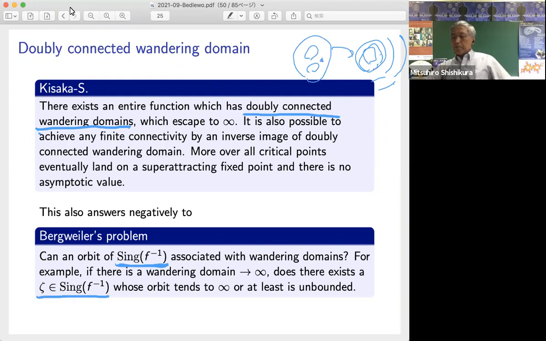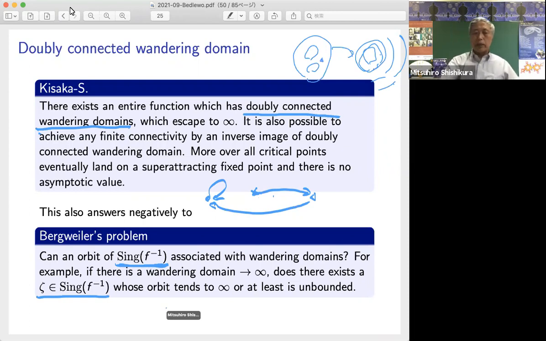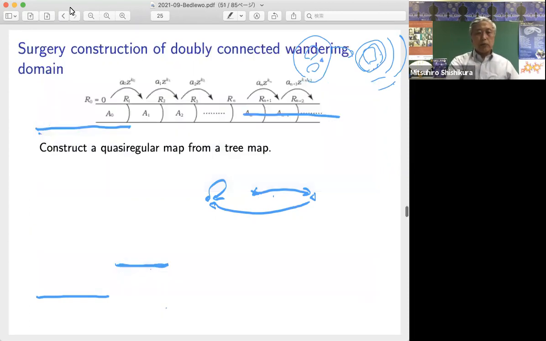And in the example we constructed, in fact, you don't have a singular value that has an infinite orbit tending to infinity. In fact, with this example, each critical point is mapped to a critical value, and then the next one is mapped to the fixed point, which we arrange so that it's a super attracting fixed point. So each critical point has a bounded orbit. So it's a negative answer to Walter's question.